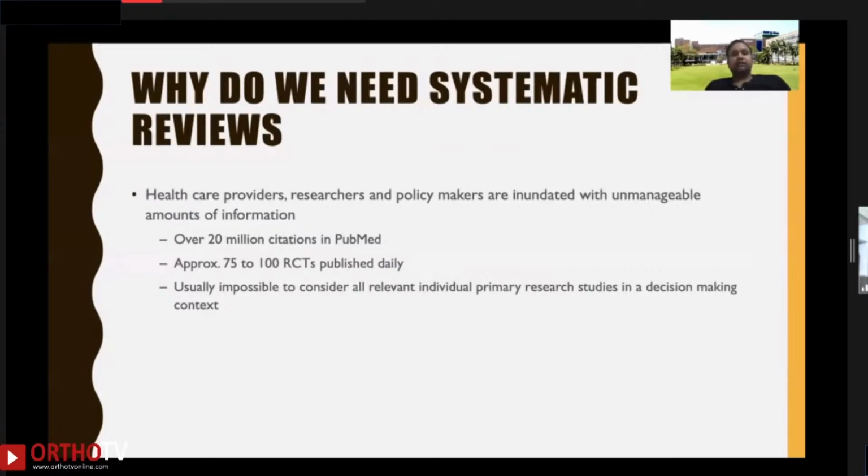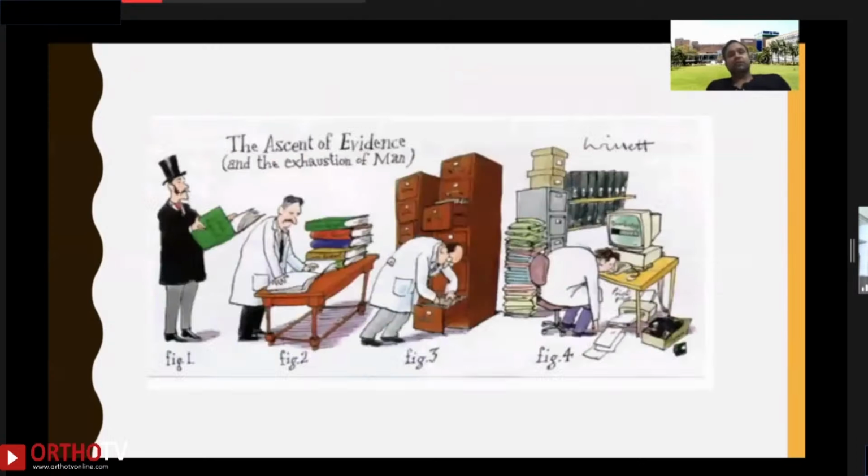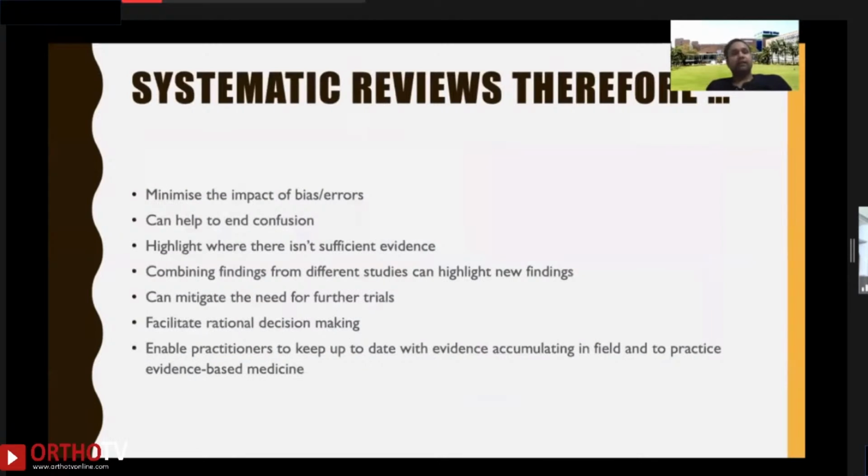The data is nowadays exploding. PubMed and all the databases are daily flooded with so many studies. And in this picture, you can see how the data is accumulating. We are living in a world of data boom, and we don't know how to handle it.